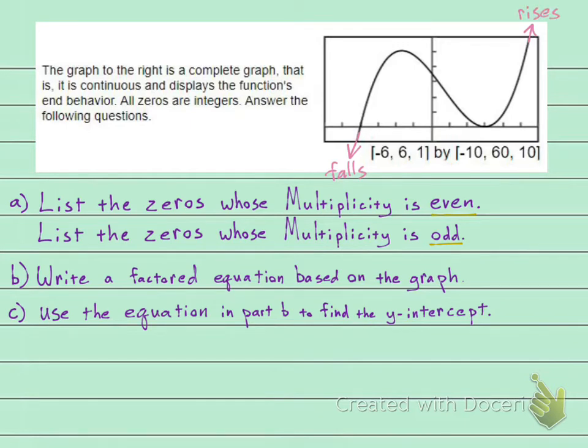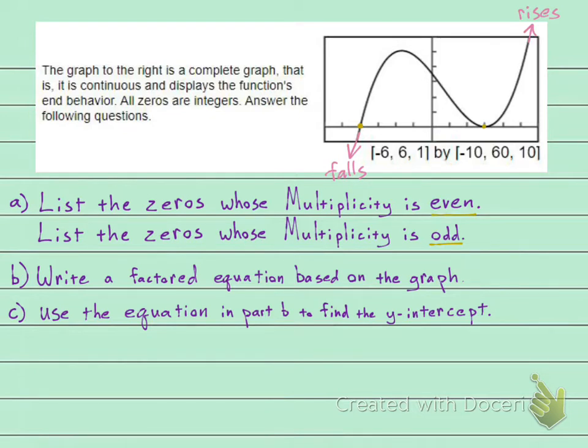And then they tell us that all the zeros are integers. So the zeros are going to be where the graph crosses the x-axis. So right here, that 0 has to be an integer, so it's not going to be a fraction. And we have another 0 right here, and that's going to be an integer.